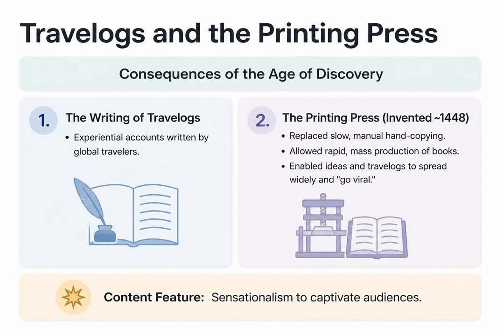The Age of Discovery had two massive consequences. First, explorers started writing travelogues, essentially the 15th century version of travelogues. Second, the dissemination of these travelogues was supercharged by the invention of the printing press around 1448. Before this, books were copied by hand. The printing press allowed ideas to literally go viral. However, to sell books, these travelogues relied heavily on sensationalism. Just like modern YouTube clickbait, explorers wouldn't just say people over there live like us. They would claim that people had 3 hands or 2 mouths, prioritizing captivating stories over the actual truth.